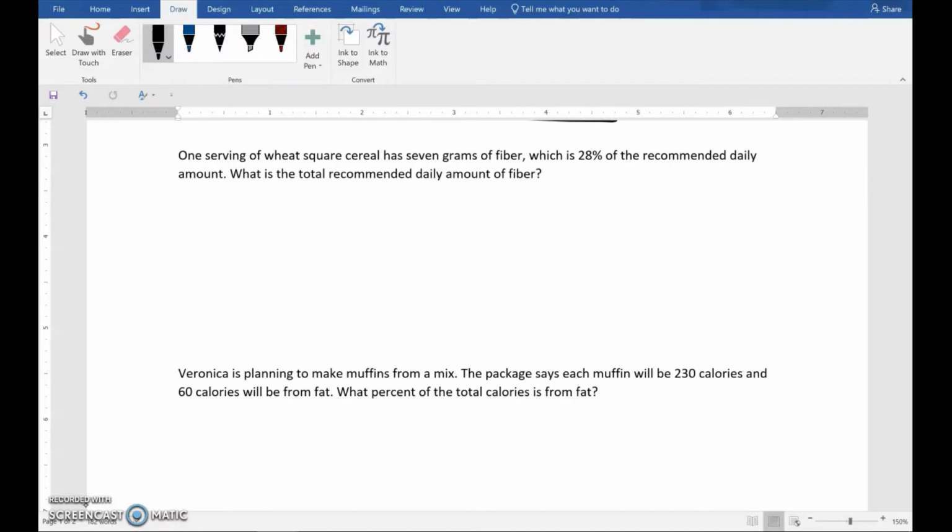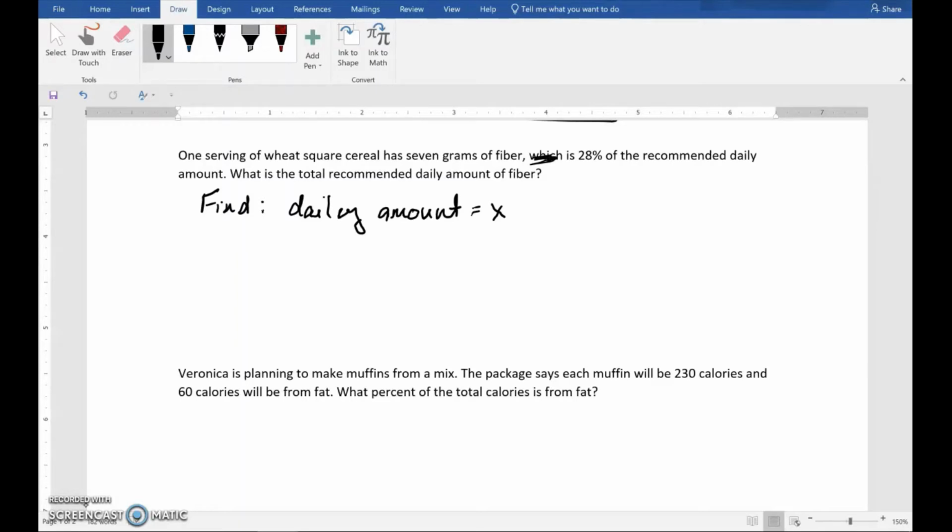So we've read the problem completely. The next thing we want to do is figure out what do we want to find. So in this case, we want the daily amount, or recommended daily amount. We're going to put a letter to it. Let's go ahead and call it X. And then we've got some information in here, so let's see if we can find it. We've got fiber. I'm going to take out this which.